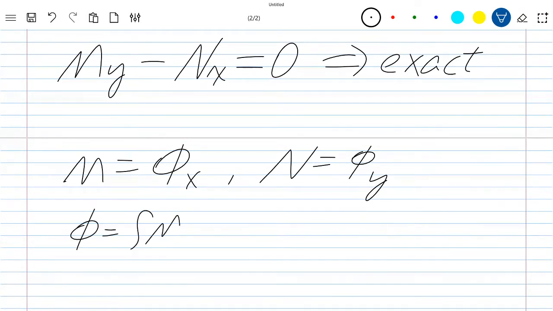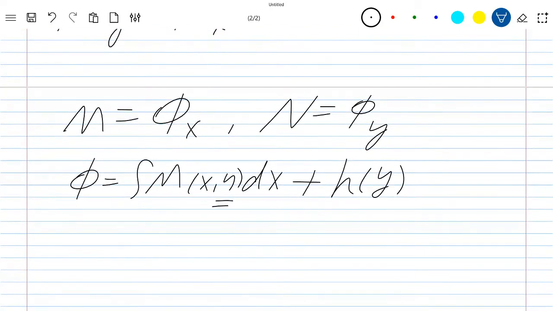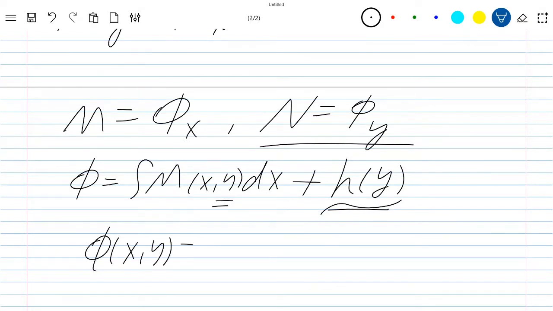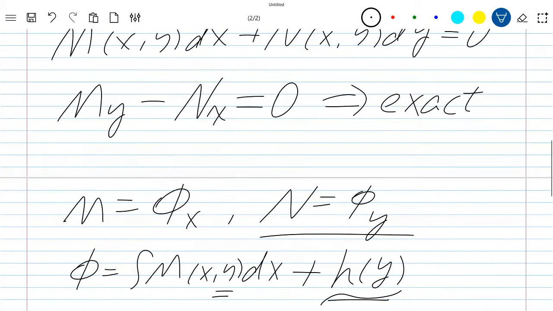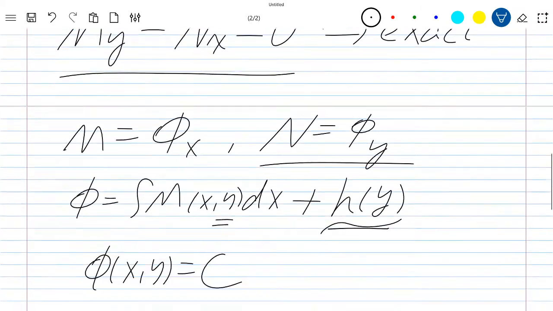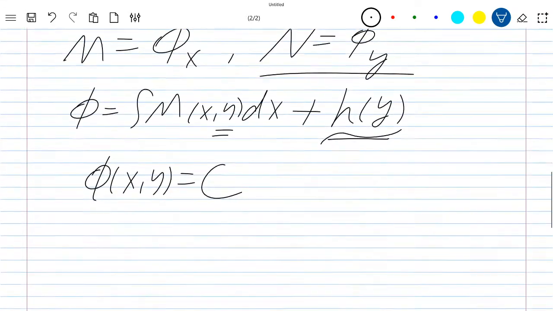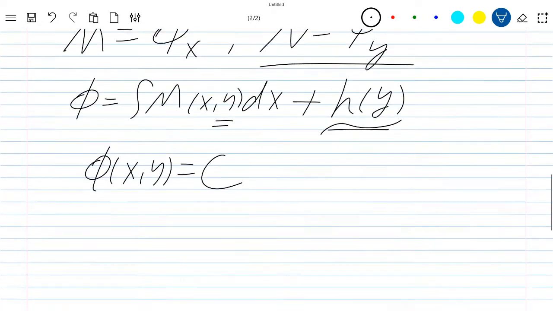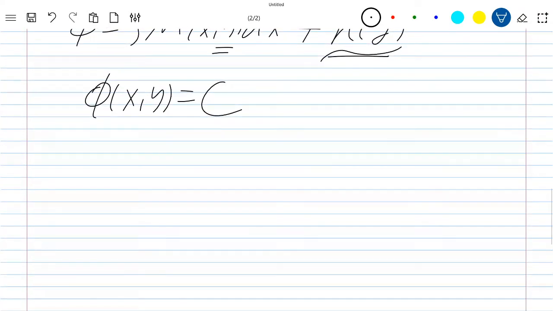You can just integrate m with respect to x with y fixed, but that's not determined completely. You have to add an arbitrary function of y, and this h is to be determined using the second equation. Once you determine this h, you know what phi is, so the solution would be phi of x, y equal to a constant, and the constant can be determined by the initial condition. Okay, and in the case that it's not exact, then we can find an integrating factor in certain cases. But for this final, we don't need to worry about that. Let's only worry about the exact case. But you have to verify it is exact before you use this method.